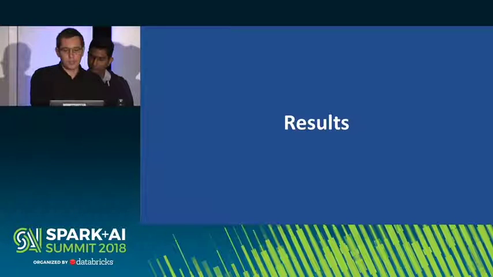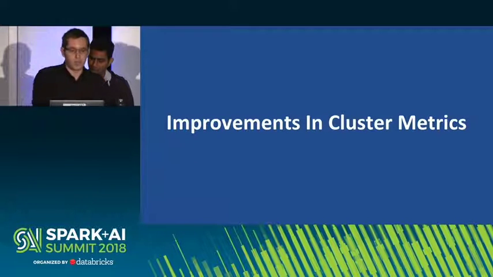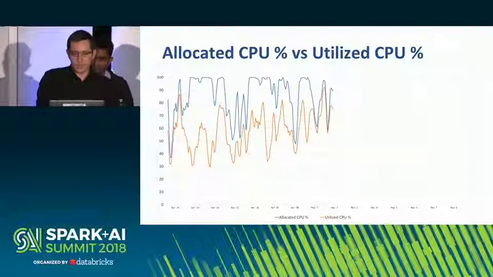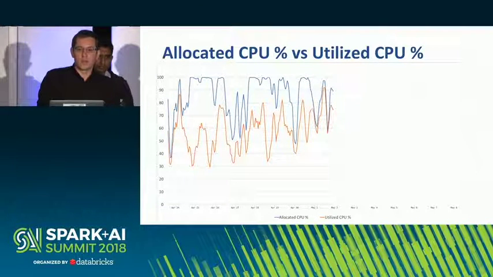Now let me share the results, and first I'll speak about improvements in cluster metrics. Here is the graph which shows the allocated CPU percentage versus utilized CPU percentage. The blue line is basically what we give from the perspective of the cluster manager. And you can see that we were oftentimes capping at the CPU. So if you allocated all the CPU cores, even if you have half of the memory on the cluster free, you cannot allocate any more containers.